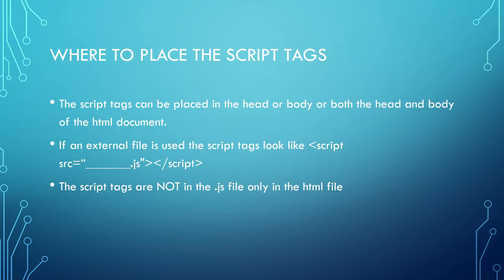So where do you place the script tags? The script tags can be placed pretty much anywhere. You can put them in the head, the body, or both. If an external file is used, the script tags are going to look like this. It's just going to be the opening script tag with the source attribute, the file name. You should also include, if you need to go in a folder or up or down, just like before for all your other files that we've linked to. .js, and then there's just nothing in here, and then a closing script tag.